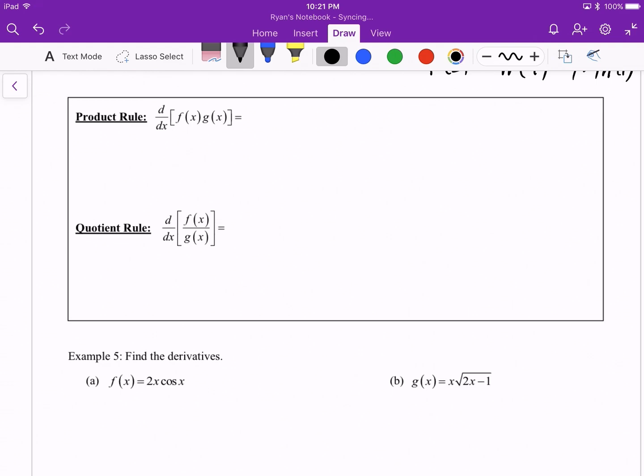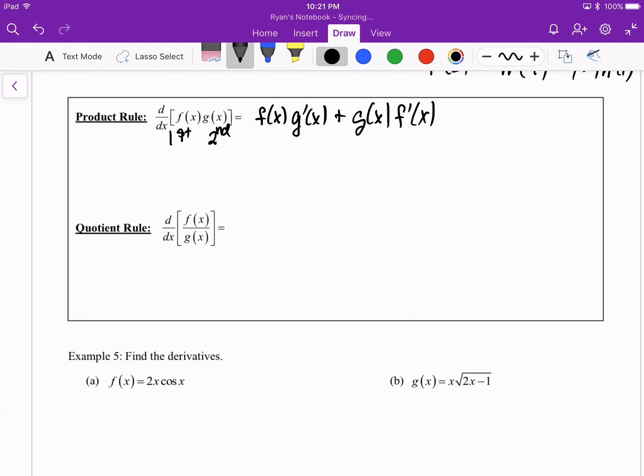Both of these were discussed in pre-cal, so this should really just be review for you. The product rule says this: the derivative with respect to x of f of x times g of x. If I call this the first function, and I call this one the second function, then really what this says is the first multiplied by the derivative of the second, plus the second, g of x, times the derivative of the first, f prime of x.